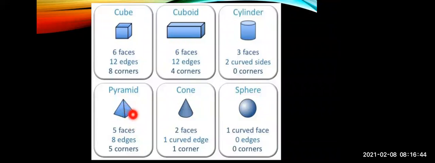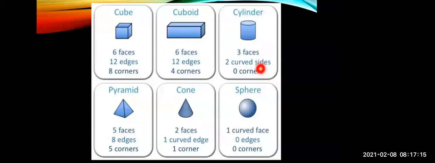There are 5 vertices. Then the cone, which we just studied now. A cone has 2 faces, then one curved edge, the bottom one, and one corner, which means one vertex at the top, which is the apex. And the sphere. Now the sphere only has one face. There are no edges and no corners.